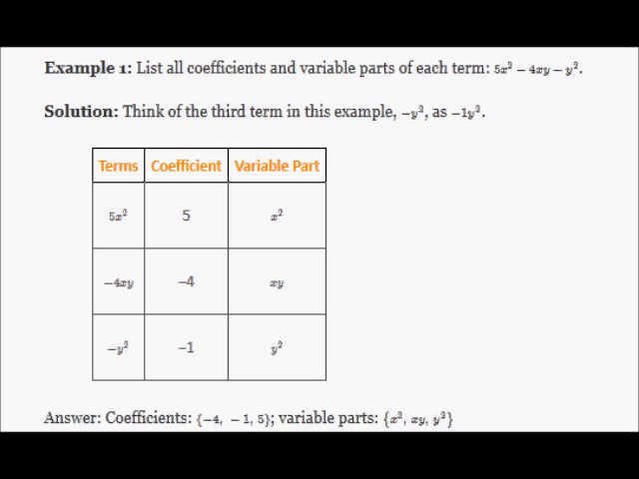The coefficient is negative 1, and the variable part is y squared. So, the coefficients, if we're going to line them up from smallest to biggest, are negative 4, negative 1, and positive 5. The variable parts, if we're lining them up with more power to the x at the beginning and more power to the y towards the end, are x squared, xy, y squared.